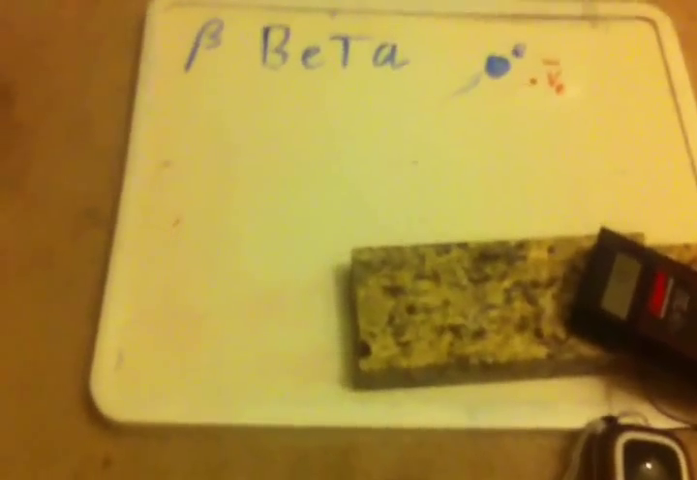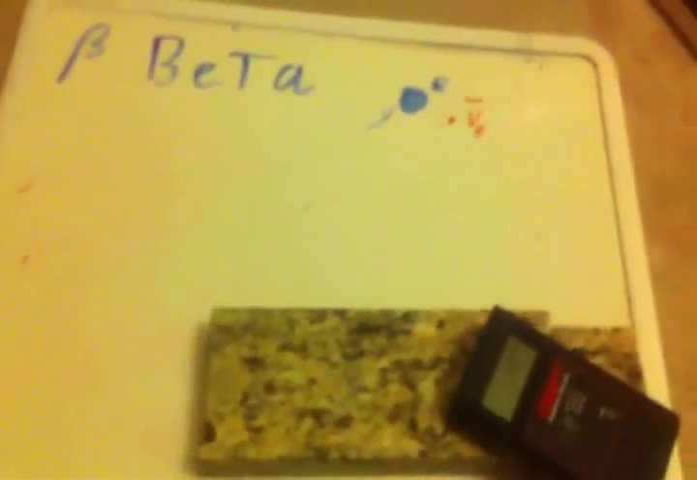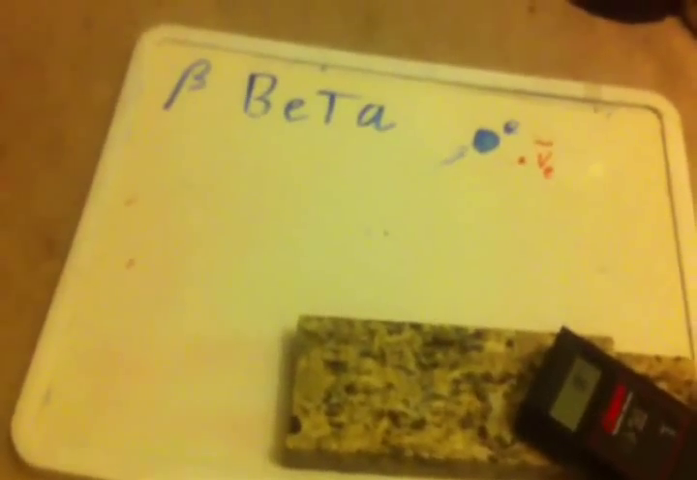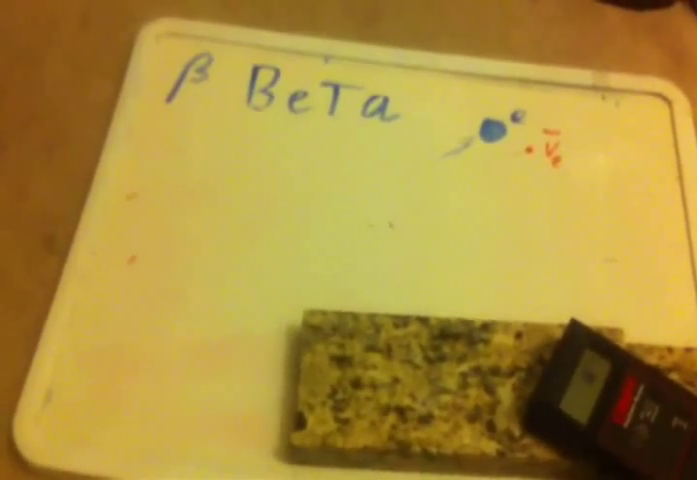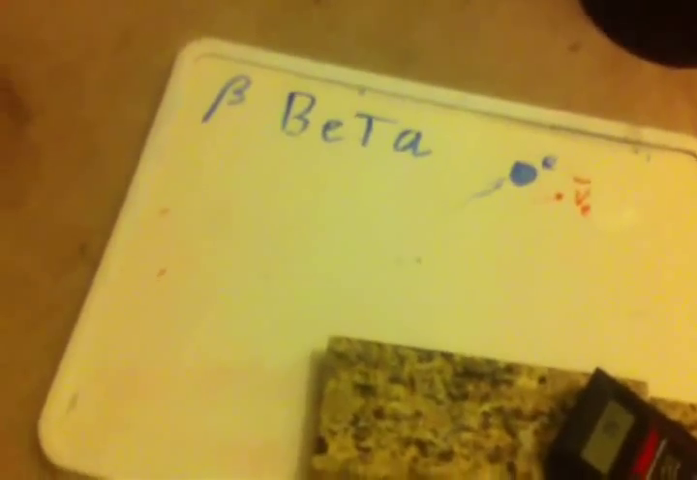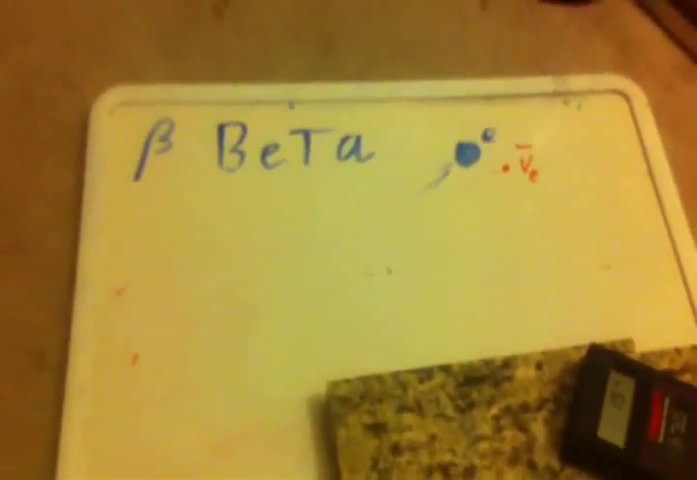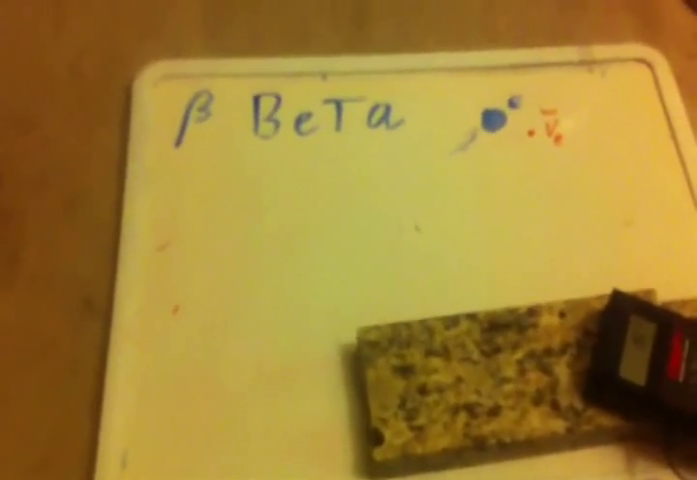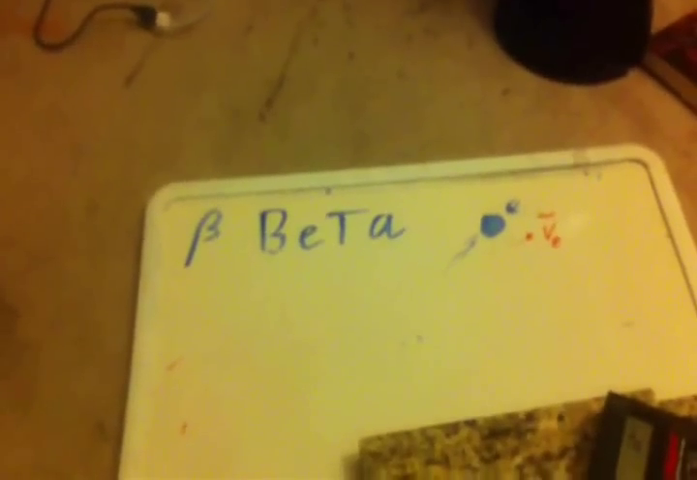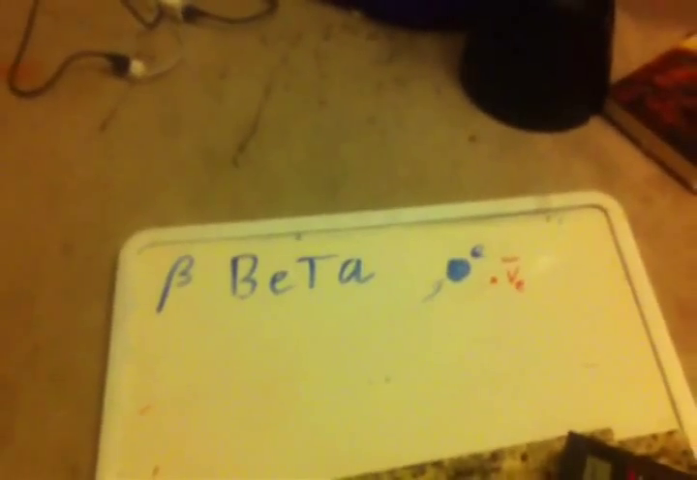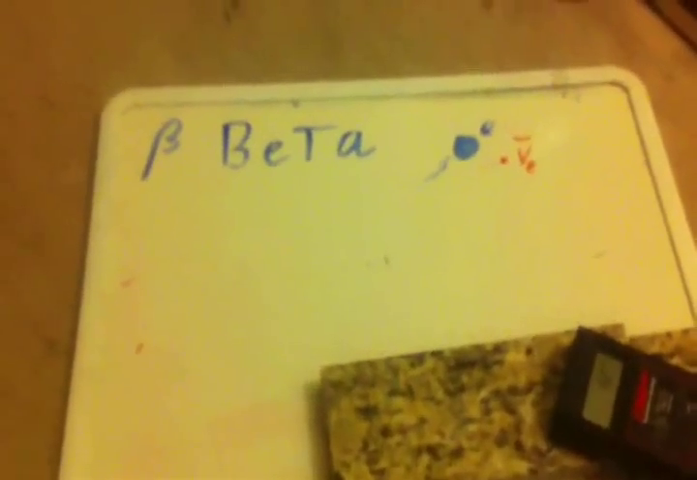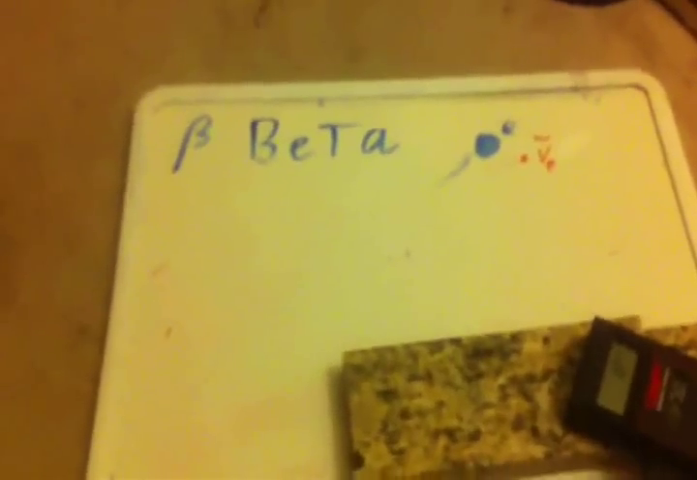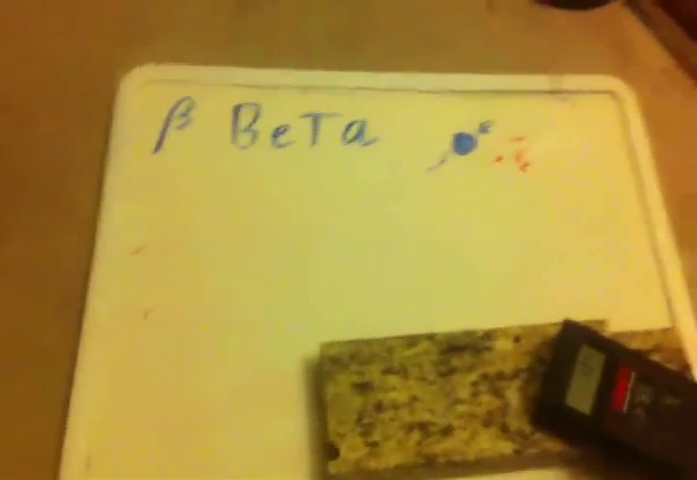You should understand that each one is accompanied by an electron neutrino of the opposite charge, so to speak. A negative electron will have an anti-neutrino, and a positive positron will have a regular neutrino. So it's antimatter, matter, matter, antimatter.